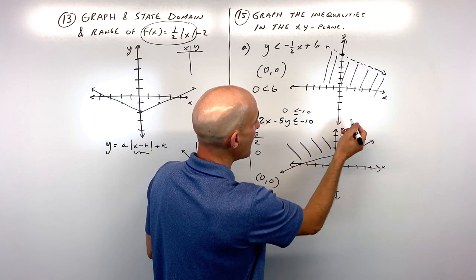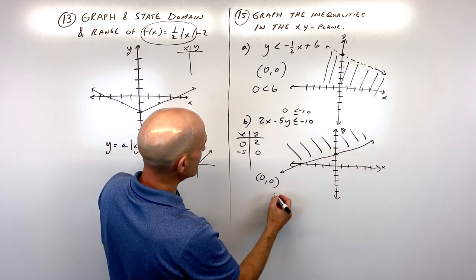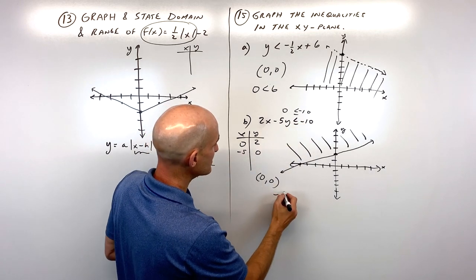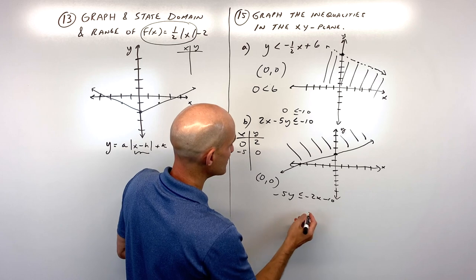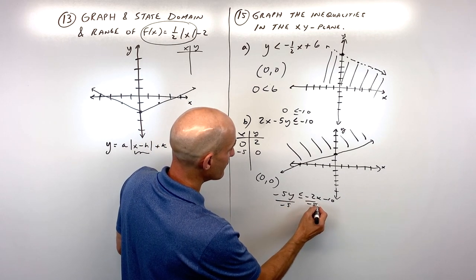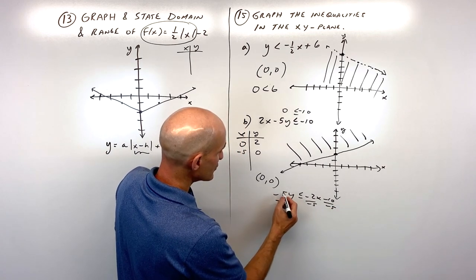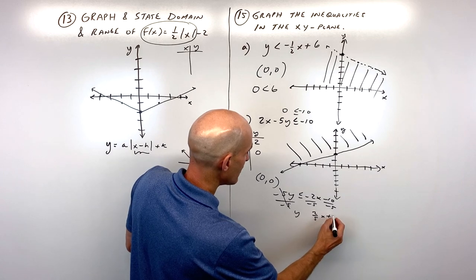Now, if that seems too complicated, just rearrange this equation, get the y by itself. So let's go ahead and do that method. We're going to subtract 2x from both sides. So negative 5y is less than or equal to negative 2x minus 10. Then we're going to divide everything by negative 5 to get the y by itself. So these are going to cancel. You get y is 2/5 x plus 2.